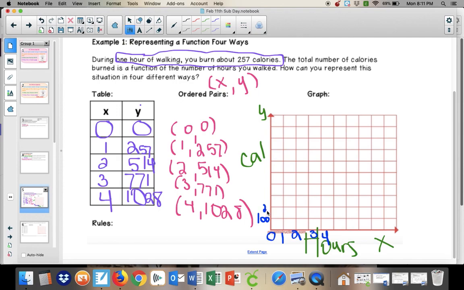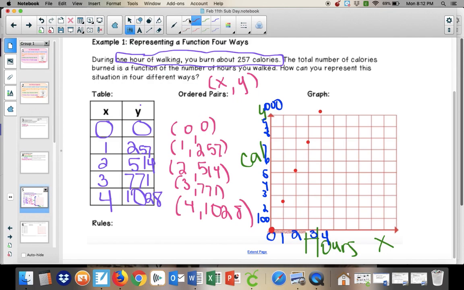100, 200, 300, 400, 500, 600, 700, 800, 900, and 1,000. So that last one just be a little bit above. So let's graph it. At 0, we're at 0, so we're just in that corner. 1, I'm at 257, so kind of in the middle. 2, I'm at 514, so just above. 3, 771, so near the top. And 4, just above the 1,000. So there's our graph.